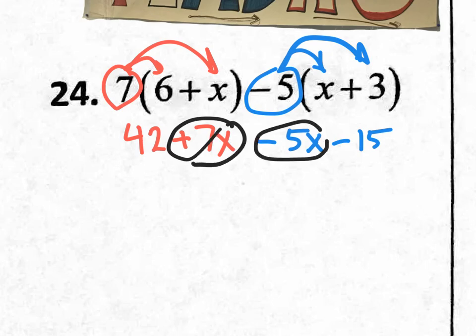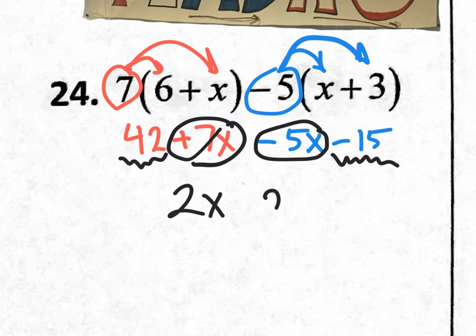7x with minus 5x. So what's 7x minus 5x? Or you could think of money. You have 7, you owe 5. You have 2 x's left over, right? And it's positive. And how about 42 take away 15? 27. And do you have 27 or do you owe 27? You have, so it's positive 27.